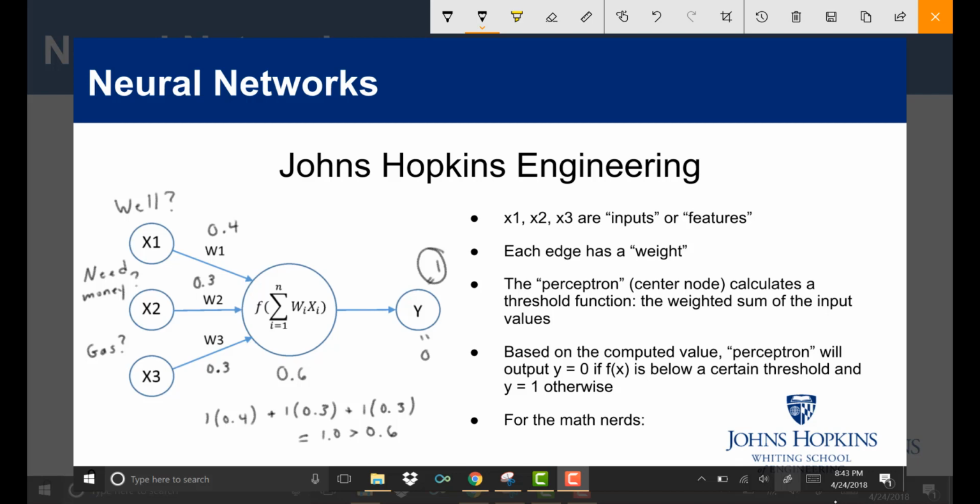Okay, so it's that simple. We just calculate the dot product of the inputs or the features times their individual weights. We add them up, and then our function distinguishes whether or not that summation or dot product is greater than some threshold. If it is, it outputs 1. If it doesn't, it outputs a 0. So let's work one more example here.